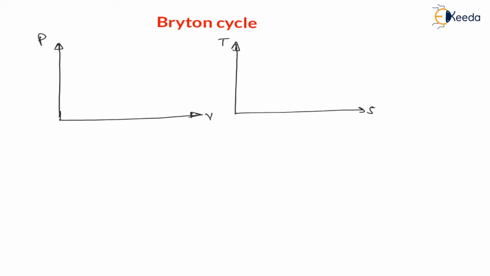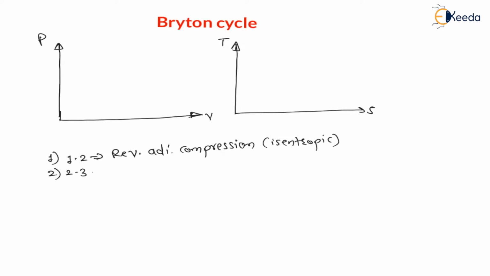Now the various processes are: the very first process, 1 to 2, is reversible adiabatic compression. Reversible adiabatic compression is also called isentropic compression. Now the second process, 2 to 3, is constant pressure heat supply.